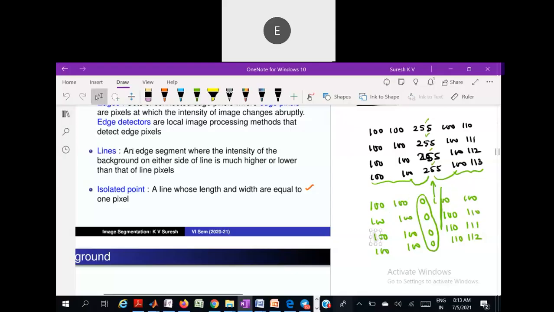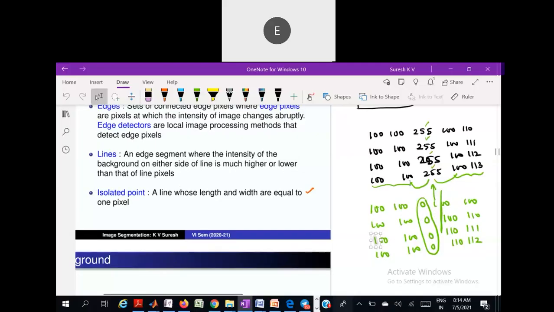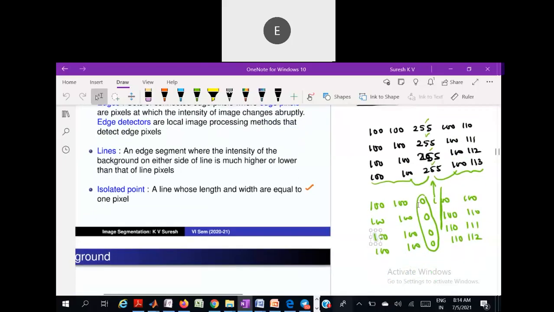So what you notice here is, again in this, these values are much lower than the neighbors here. That's the definition. This is an edge segment because wherever you have sudden changes like this, there is definitely an edge there. The speciality of this edge segment is, on either side of this line, you will have much higher or lower values. In this case, you have much lower values. In this case, you have much higher values here. So that is a line.